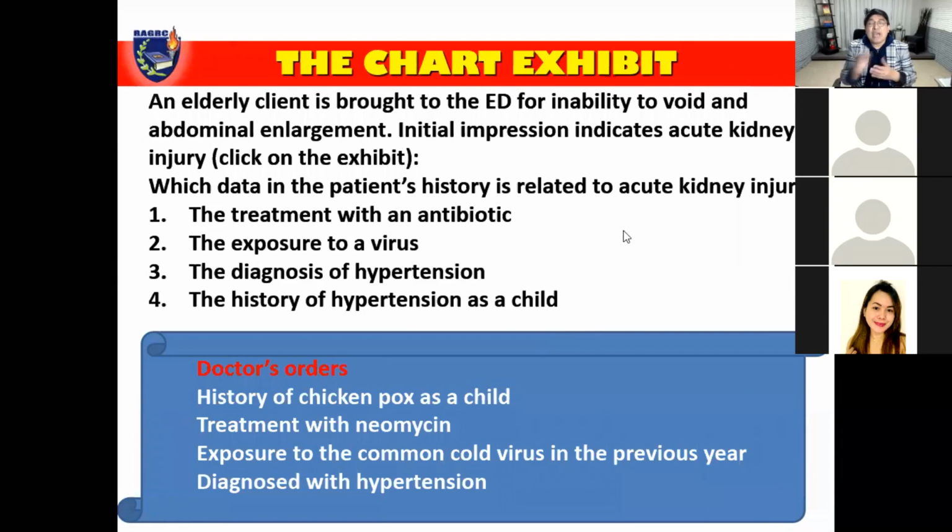Now remember, we have drugs like your aminoglycosides, streptomycin, neomycin. These are ototoxic, so it damages cranial nerve 8, neurotoxic, it could potentially cause seizure, and nephrotoxic. So if the patient has taken this medication and would experience oliguria that progresses to anuria, then suspect acute kidney injury. So the answer, therefore, is related to the treatment with the antibiotic. Okay.